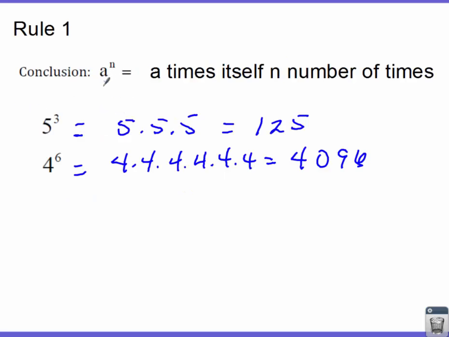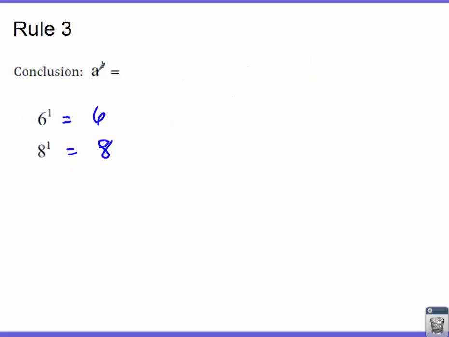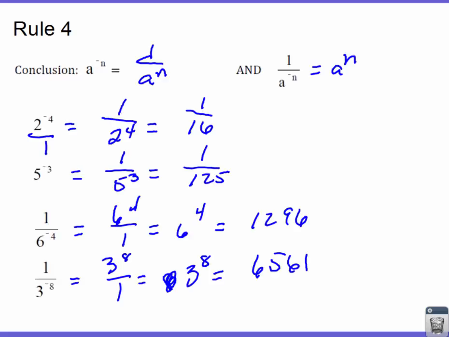Our basic one, a to the nth, says a times itself n number of times. So we just do 5 to the third power, which means 5 times 5 times 5. If we have a 0 as an exponent, anything to the 0th power is always going to be 1. If we have a first power, anything to the first power is going to be itself. Anything to the first will be itself. And then we start with some of the tougher rules, the big ones.